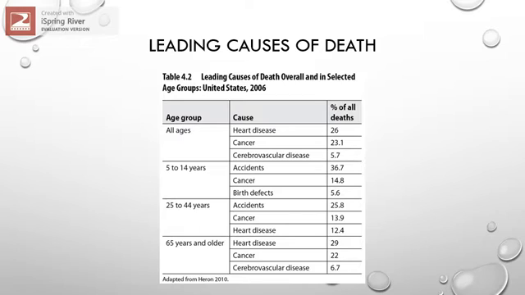But then if you separate further by age, young people 5 to 14 are most likely to die of accidents, followed by cancer and then birth defects. And then 25 to 44-year-olds are also most likely to die of accidents, cancer, and then heart disease. And then the oldest group of Americans, those who are most likely to die overall, they typically die of heart disease, cancer, or stroke.